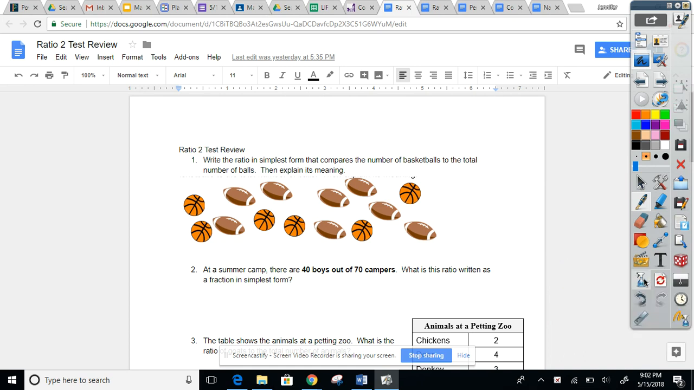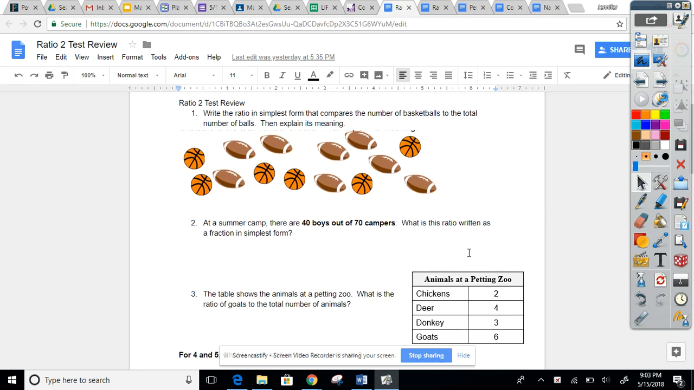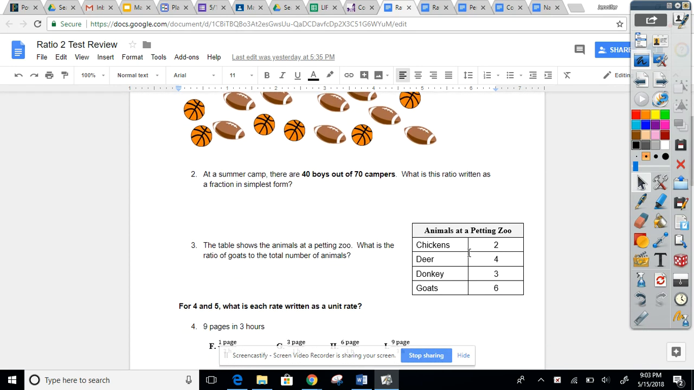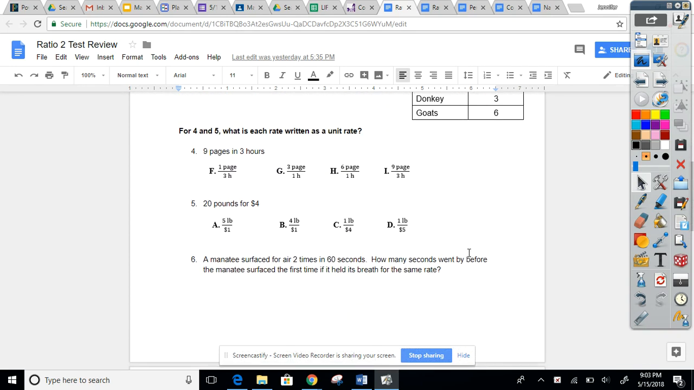At any time you need to pause it, go ahead and pause it, okay? So the next one, we're going to skip a couple because they're all pretty much the same, but I want to talk about number 4.